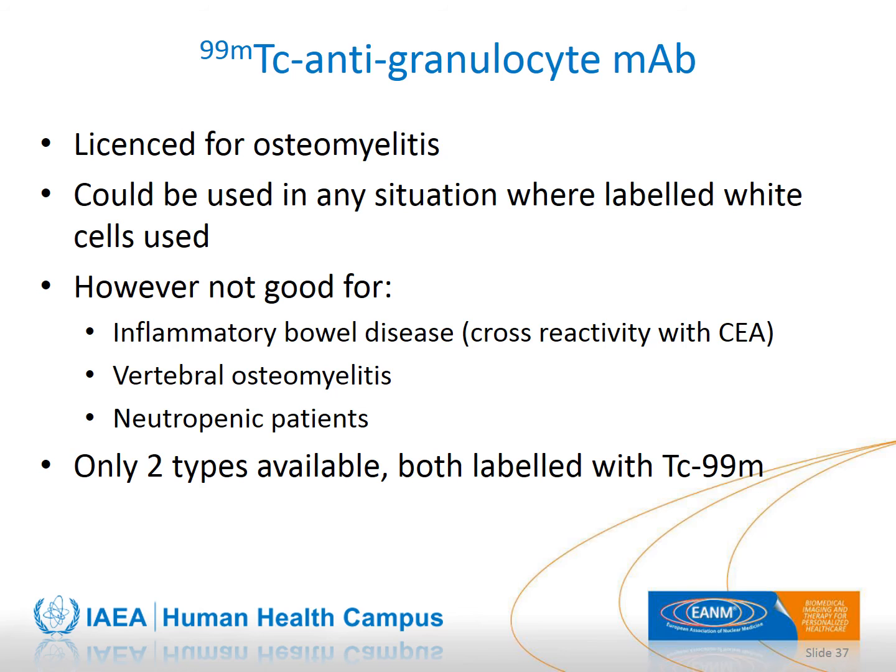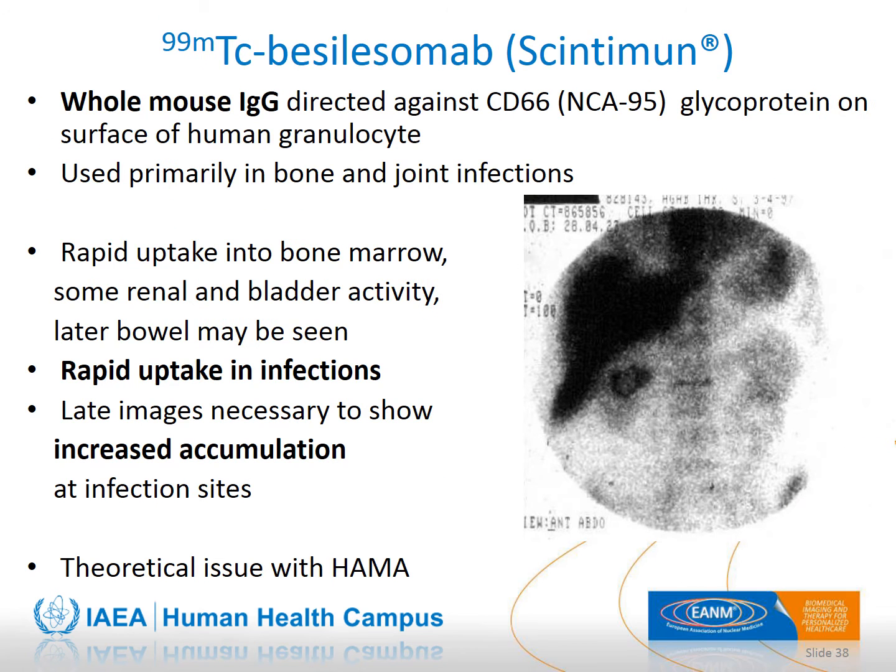Two types are available. Both of these are labeled with technetium-99. The first of these is technetium-labeled besilesomab or Scintimun. This is a whole mouse antibody directed against the CD66 glycoprotein on the WBC. It's primarily been used in bone and joint infections and shows a rapid uptake in acute infection, particularly on delayed images. Being an entire antibody, there is a theoretical risk of HAMA reactions.